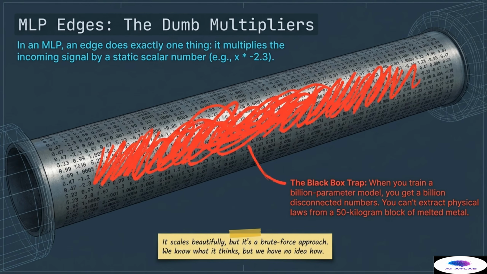You simply cannot extract physical laws or deep insights from a 50-kilogram block of melted metal, which is a metaphor for the dense and unreadable nature of these weight matrices. While these multipliers allow for massive scale, they lack the expressiveness needed to truly explain the relationship between data points. We are essentially forcing the model to learn through sheer repetition and volume rather than through meaningful functional representations.